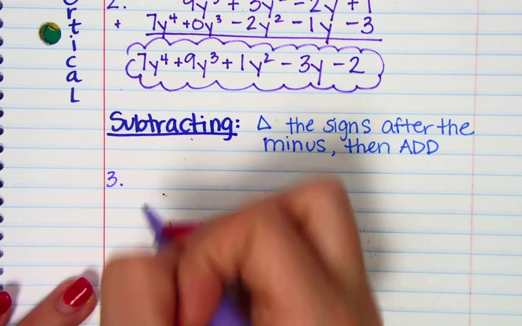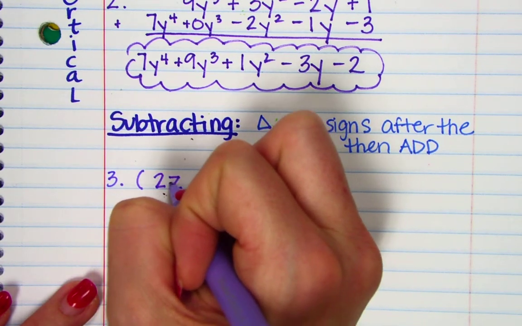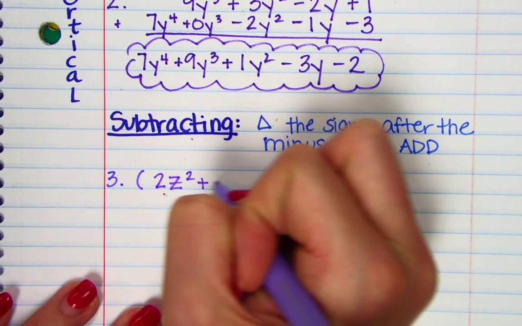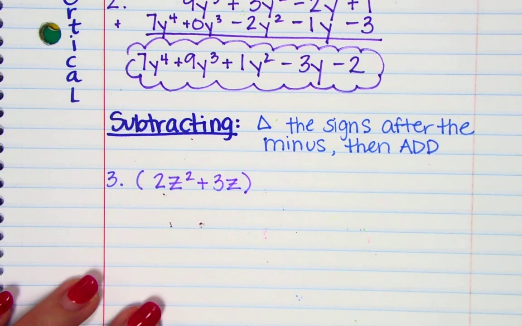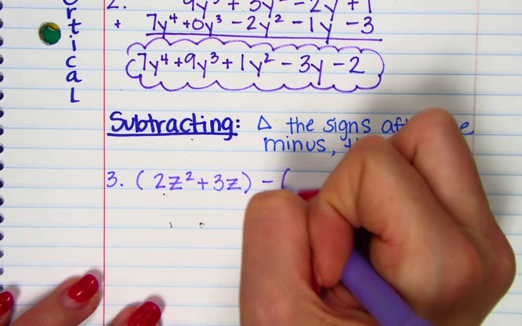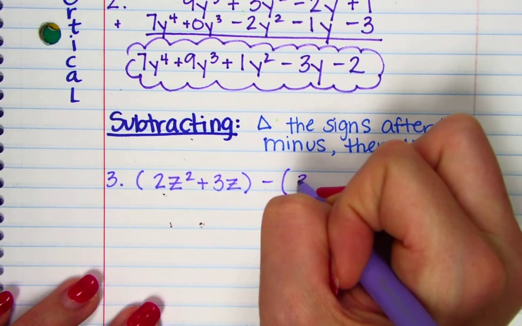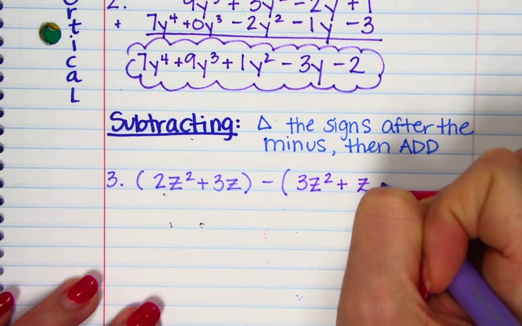Okay, so this one is going to be parentheses 2z squared plus 3z. Right, and I crossed my z's. I do that so that you can tell the difference between z's and 2's. Okay, because since z's sometimes look like 2's, especially the way some people's handwriting is, I do that so you don't get confused. Okay, because it's confusing enough. All right, minus parentheses 3z squared plus z minus 4.